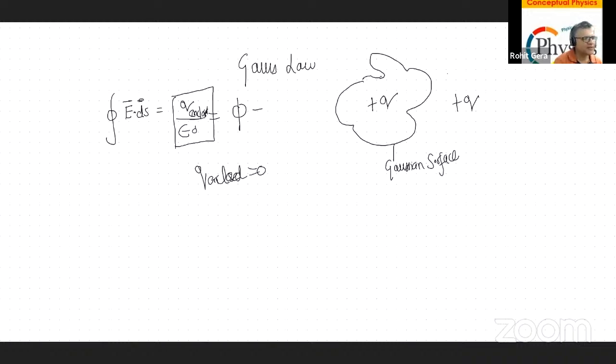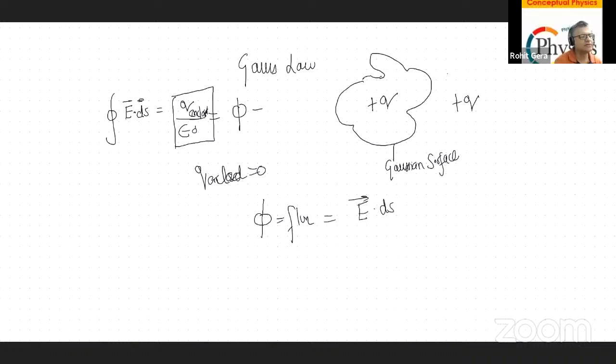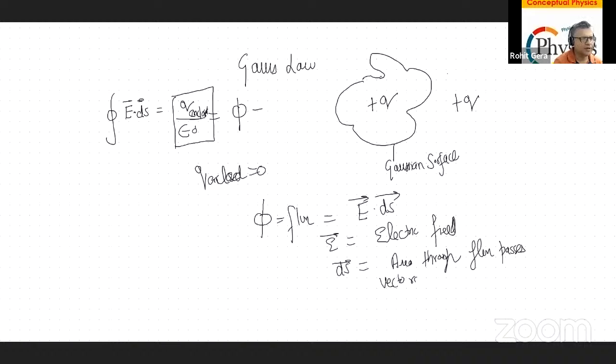So, what is flux? Do you know what is flux? Flux is the integral of E dot ds, where E is your electric field, ds is the area through which flux passes, and the vector sign is perpendicular to the area.